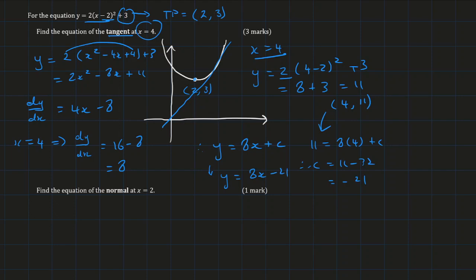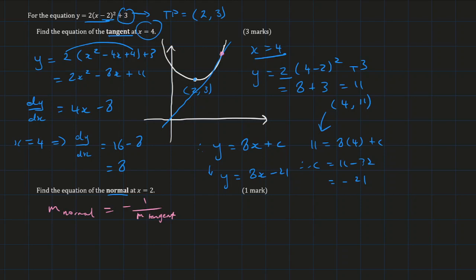The next question asks us to find the equation of the normal at x is equal to 2. So usually what we'll do in this case is the gradient of a normal line is equal to negative 1 over the gradient of a tangent line. And this is because the normal line and the tangent line are perpendicular to each other.